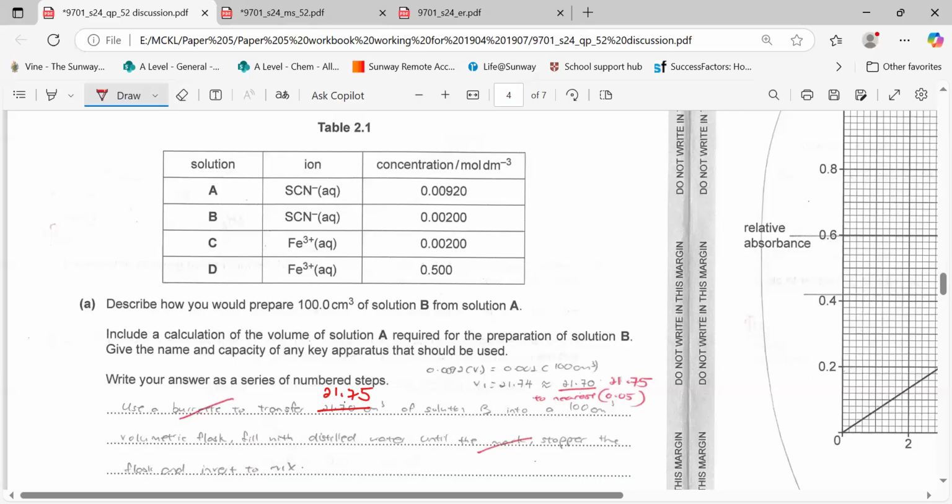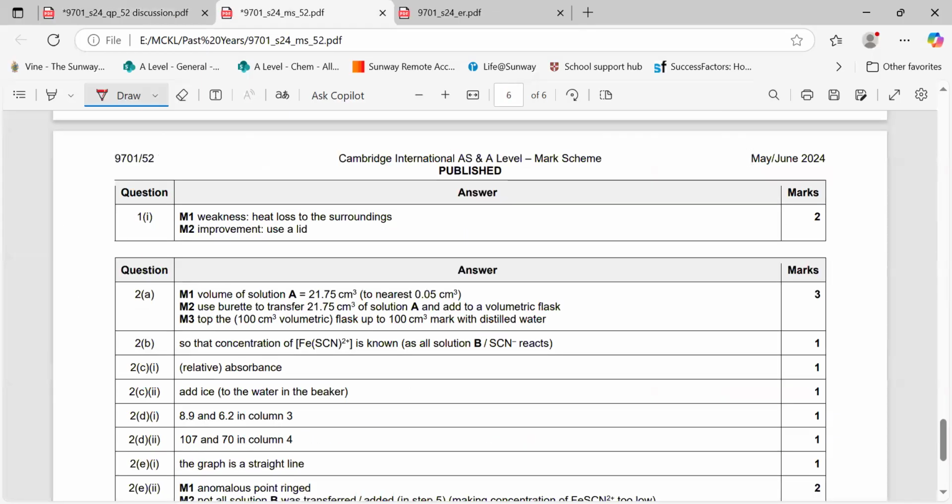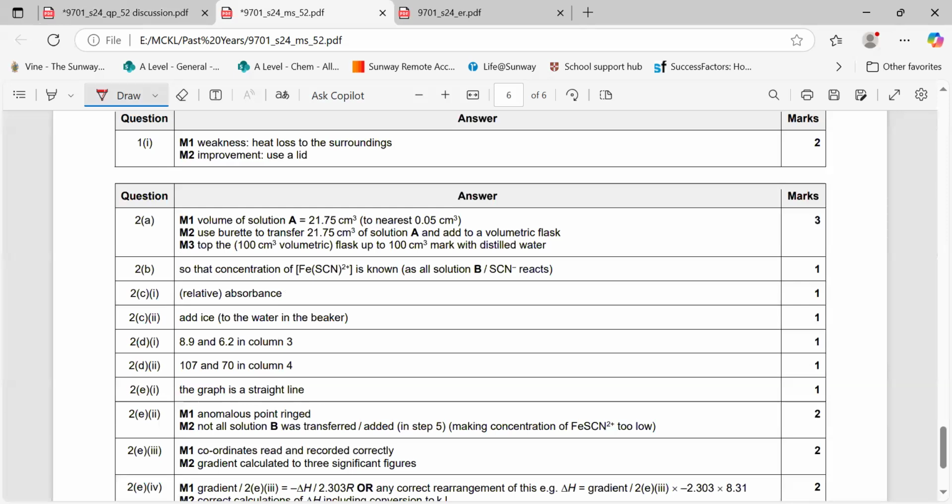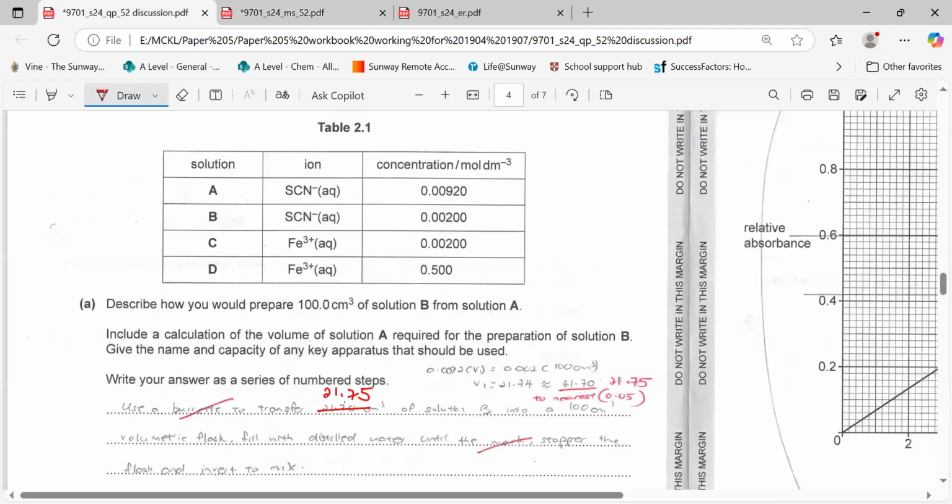If you look at the marking scheme, it must be nearest to 0.05, which is this. 0.05 means 2 decimal places, in other words. Again, use the burette, transfer to the volumetric flask, and top up with distilled water until the mark. Like I mentioned before, shake and invert well.